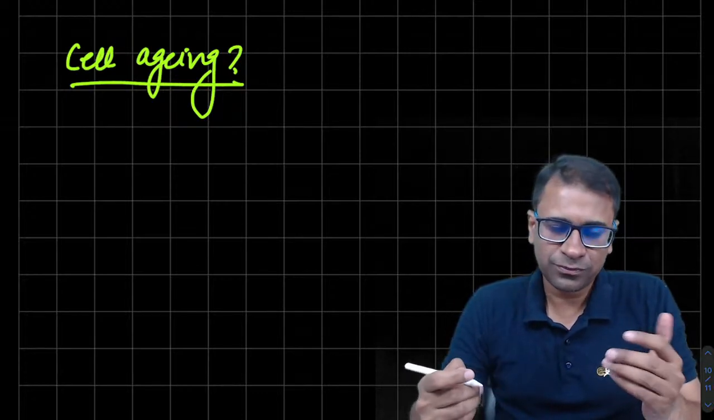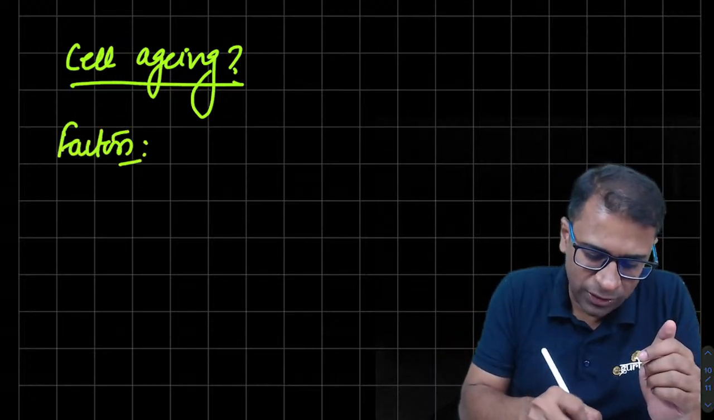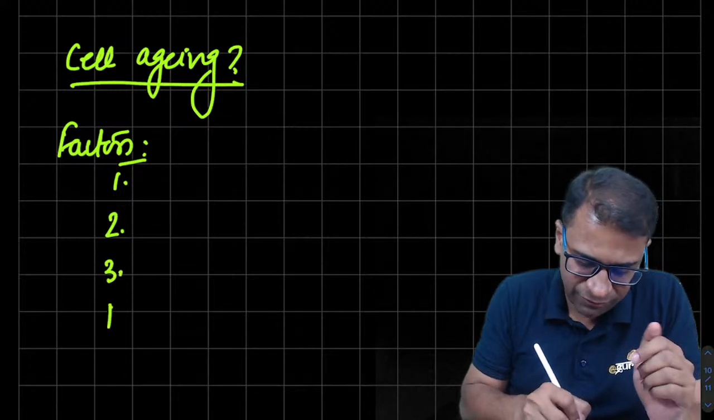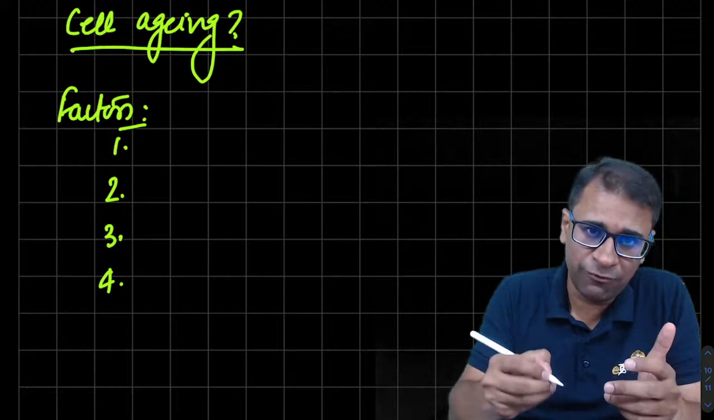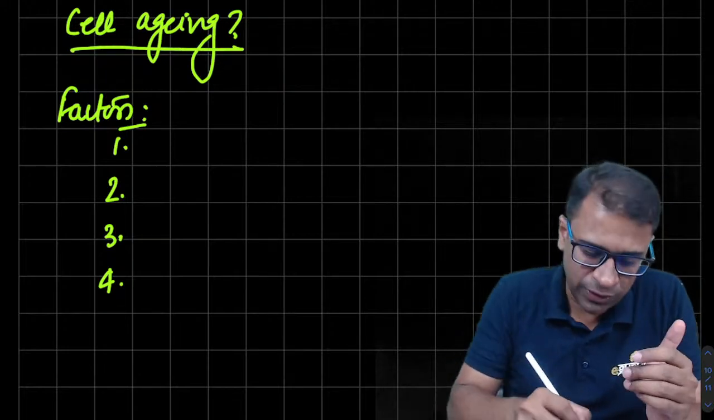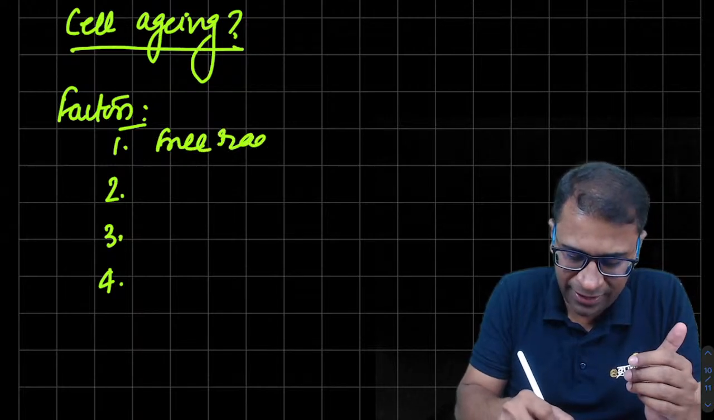Now look, suppose I say what are the factors causing aging. The most important factor causing cell aging is usually free radical injury. Okay, free radical injury.